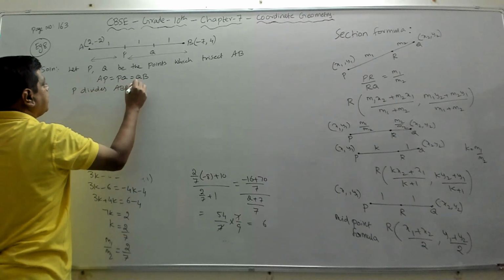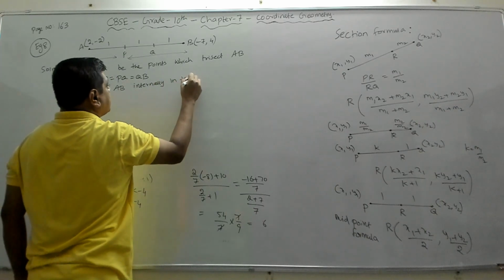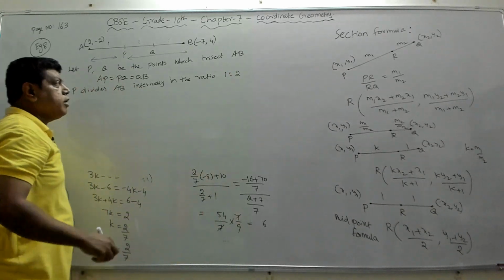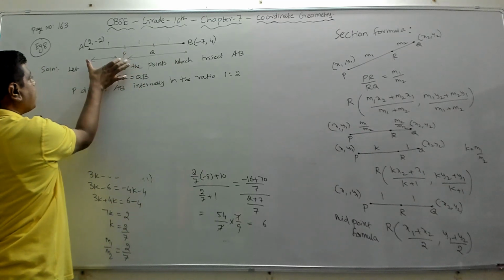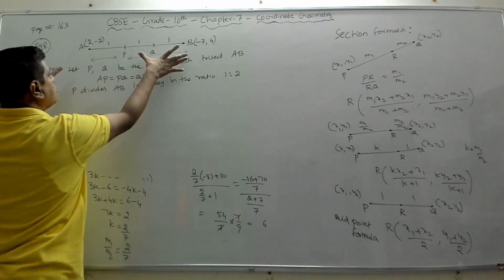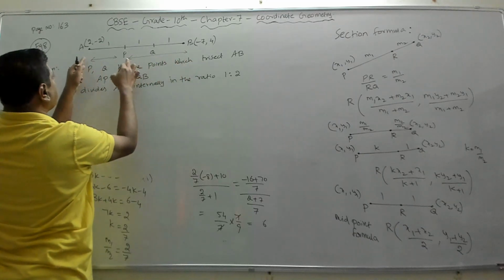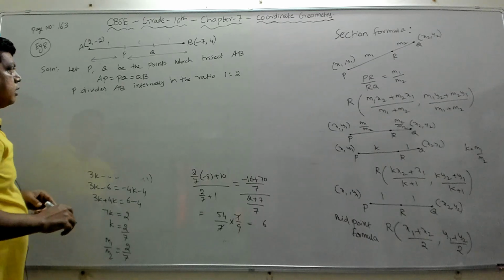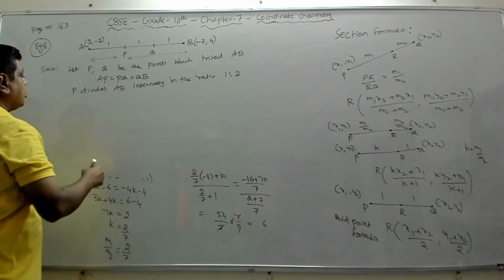So we'll say P divides AB internally in the ratio 1:2. How 1:2? Because all these three pieces are equal pieces, 1, 2, 3. So P will divide AB in the ratio 1:2. AP is m1, BP is m2. So AP is 1, BP is 1 plus 1, which is 2. That's why P divides AB in the ratio 1:2. So now what is the coordinate of P?